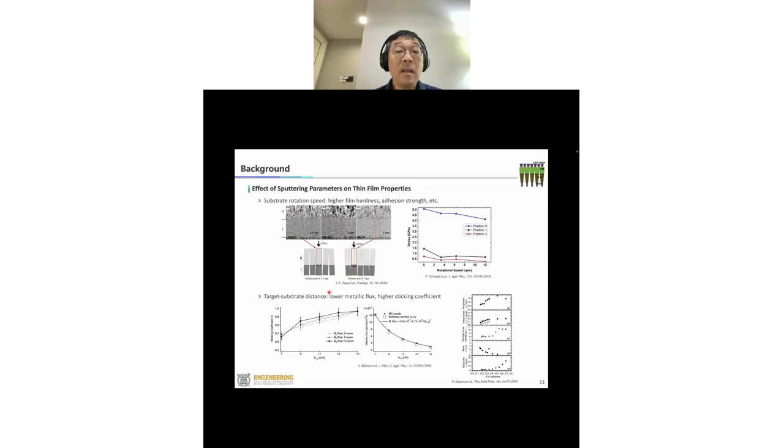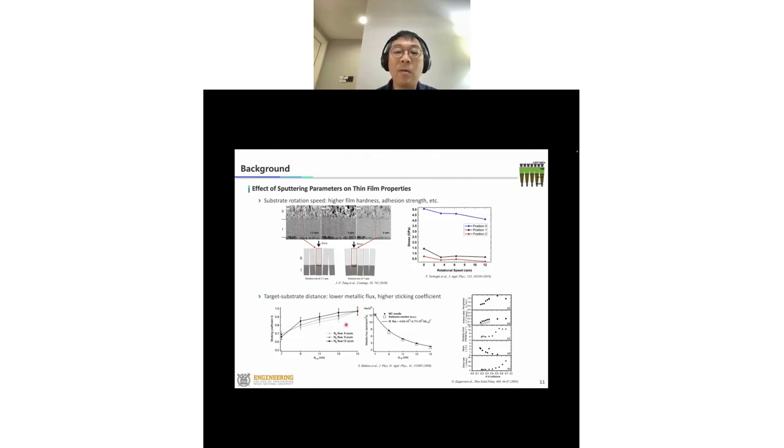The other parameter we want to control is the distance between the target and the substrate. If the distance is small, then the impact power of the plasma is large. So the so-called sticking coefficient decreases because it's hitting very hard. The atoms from the target hit the substrate at high energy, so the sticking coefficient is small. But if you increase the distance, the sticking coefficient increases, so more material will stick to the surface in the first bombardment.